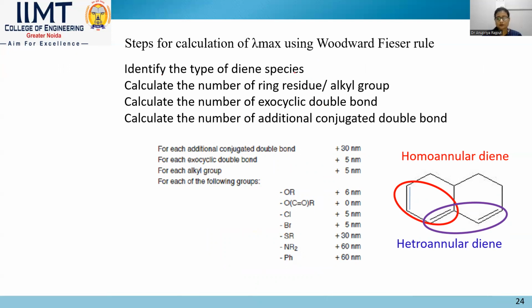First, identify the diene specified. Next, calculate the number of ring residues, that is, how many alkyl groups are attached to the specified diene. Calculate the number of exocyclic double bonds and the number of additional conjugated double bonds. There are specific values we have to add to the base value of the diene. For each additional conjugated double bond, we add 30 nanometers. For each exocyclic double bond, we add 5 nanometers. For each alkyl group, we add 5 nanometers, and so on.